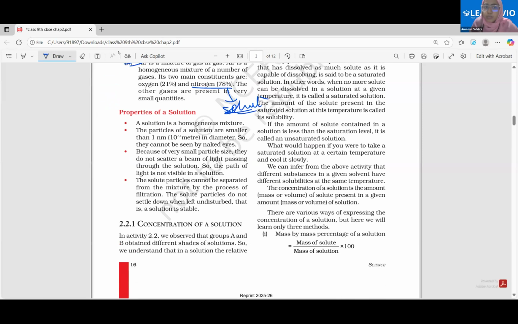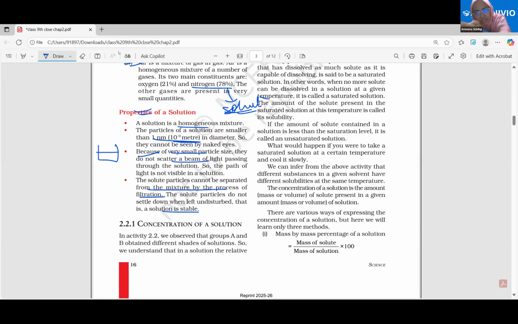Come to the properties of the solution. Homogeneous mixture, what is the particle size here? Smaller than 1 nanometer. 1 nanometer is equal to 10 raised to the power minus 9 meters. Because they are very small, they do not scatter the beam. They do not show the Tyndall effect. They cannot be separated from the mixture by filtration because they are stable.